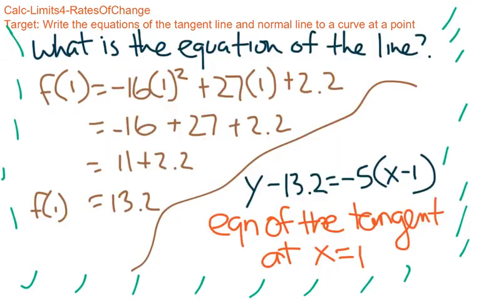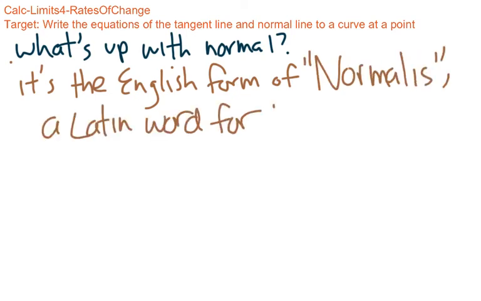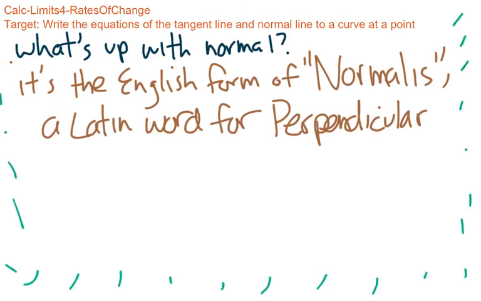Now, I know you're wondering, what's up with the normal? Well, I'm so glad you asked, because it's the English form of normalis, which is a Latin word for, oh I know, perpendicular. So that tends to make it a little bit easier to write the normal equation. But hey, just so you know, this is all because this work was developed in the 17th century when European scientists still wrote about their ideas in Latin, which all of the Europeans could understand. So the normal equation, I know you want it.